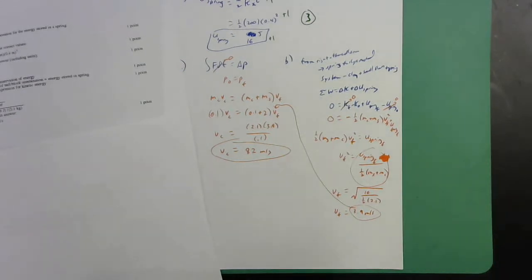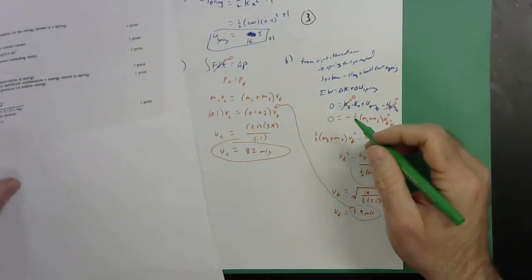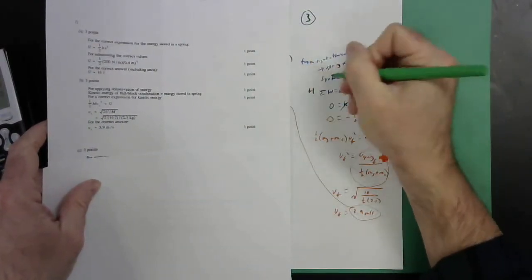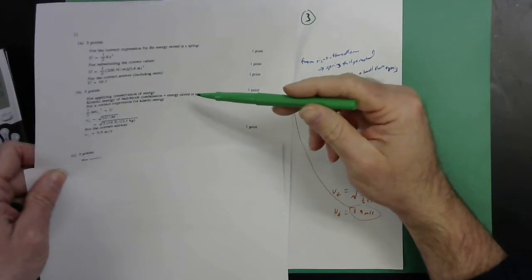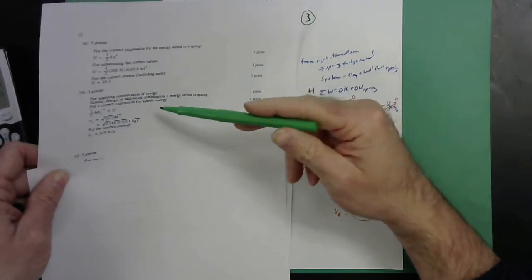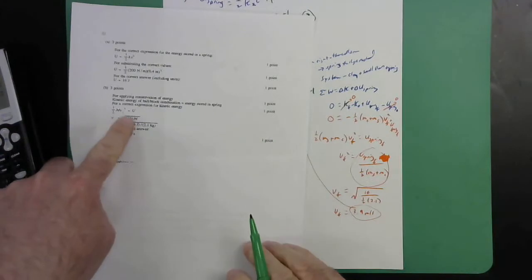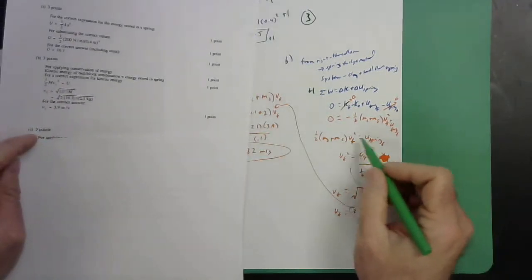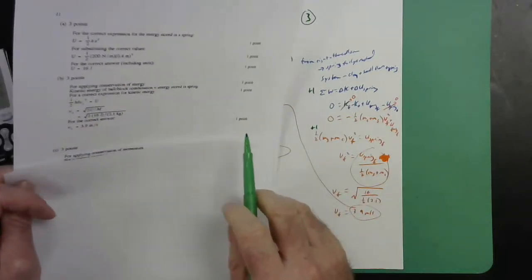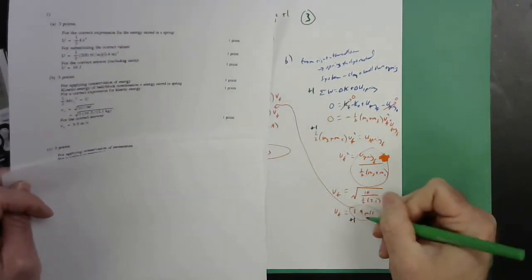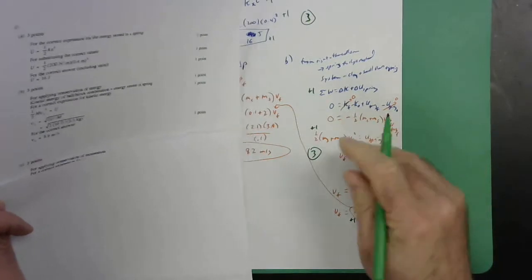So the scoring. Part B, they say for using conservation of energy, you get a point. For the kinetic energy of the ball-block combination being the energy stored in the spring, and for a correct expression for the kinetic energy equal to potential energy. Hey, that's what I did here. And then the correct answer, 3.9. So that's 3 points for part B.